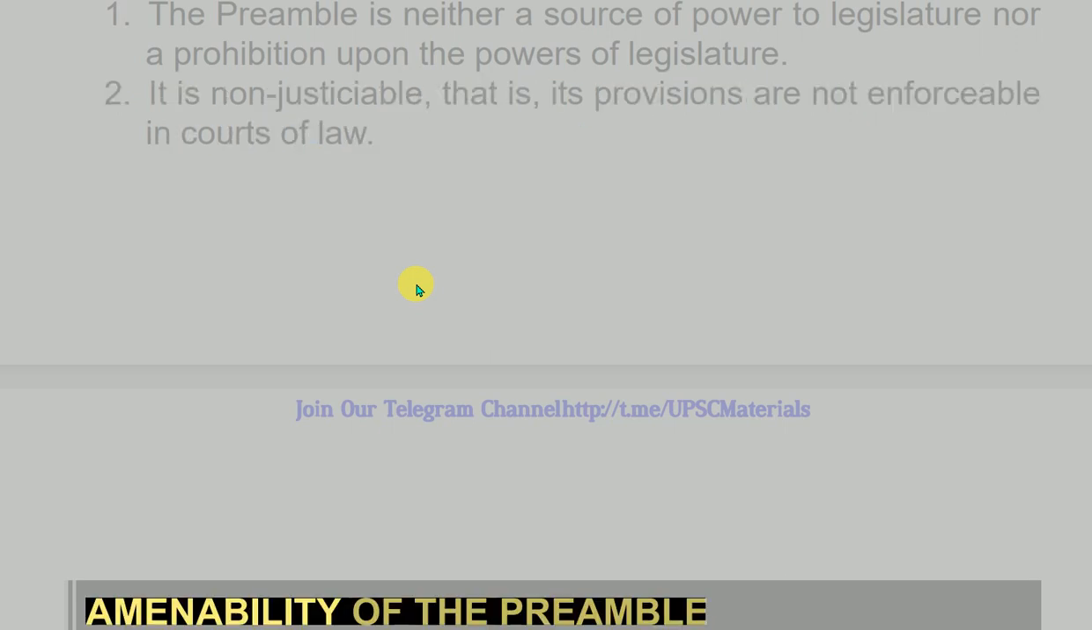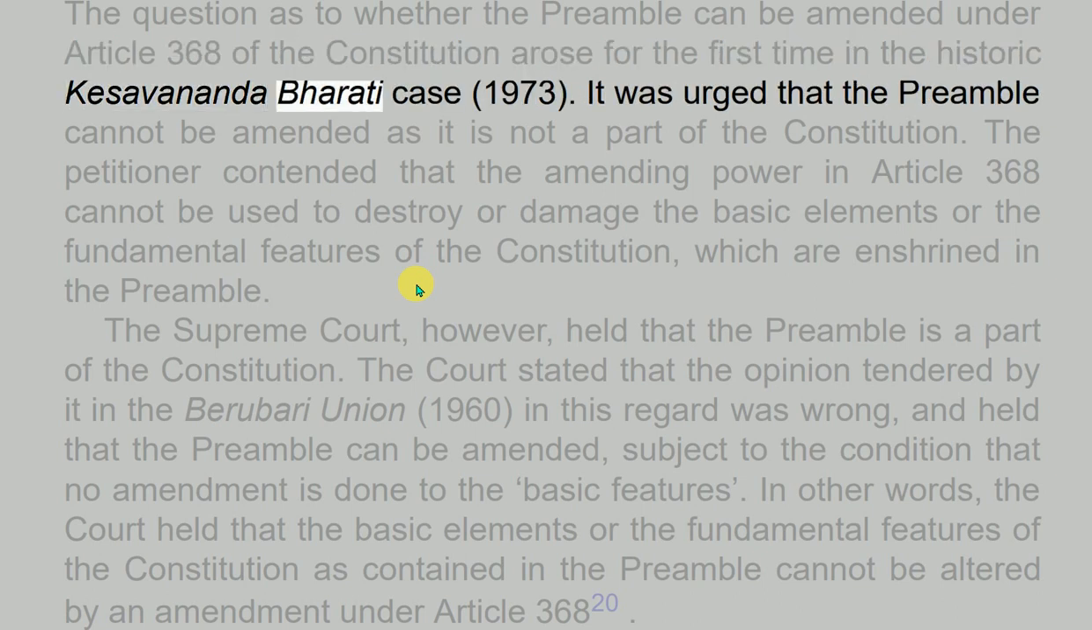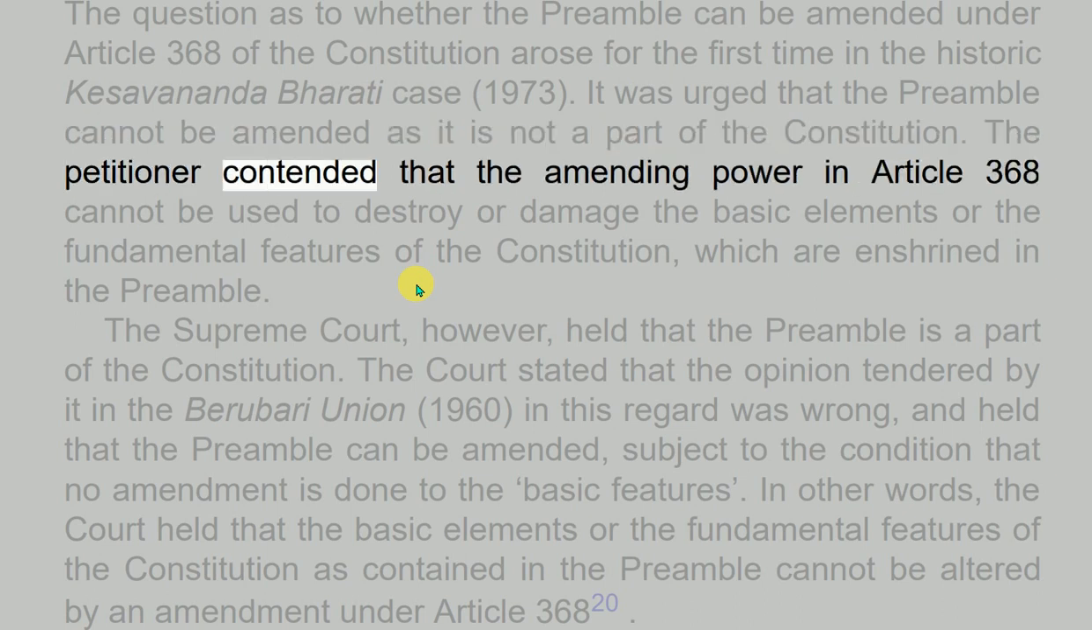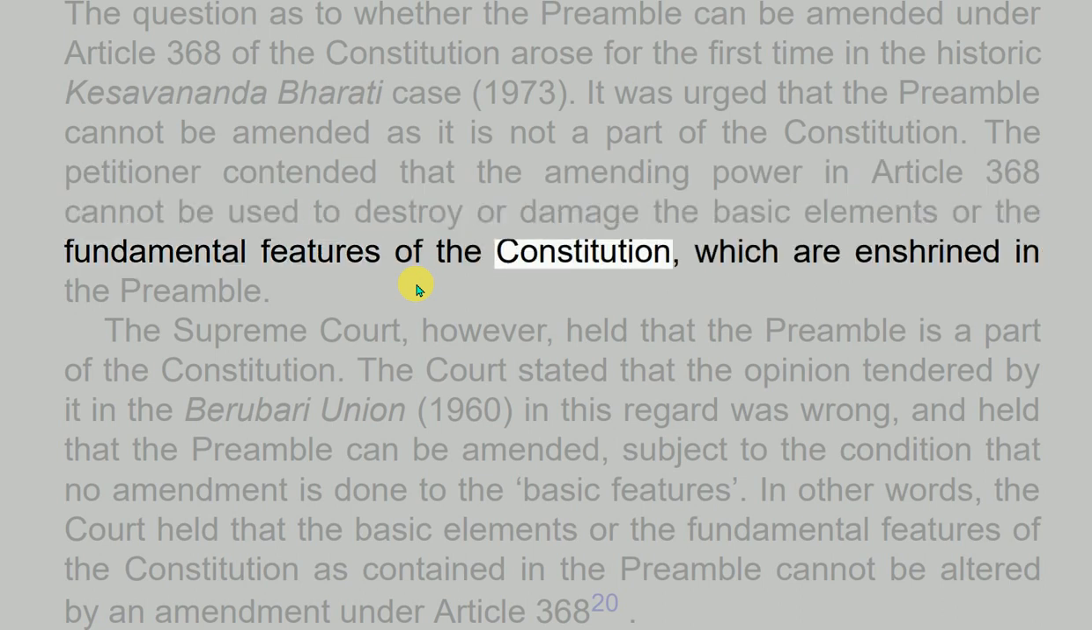Amendability of the preamble. The question as to whether the preamble can be amended under Article 368 of the Constitution arose for the first time in the historic Keshavananda Bharati case, 1973. It was urged that the preamble cannot be amended as it is not a part of the Constitution. The petitioner contended that the amending power in Article 368 cannot be used to destroy or damage the basic elements or the fundamental features of the Constitution, which are enshrined in the preamble.